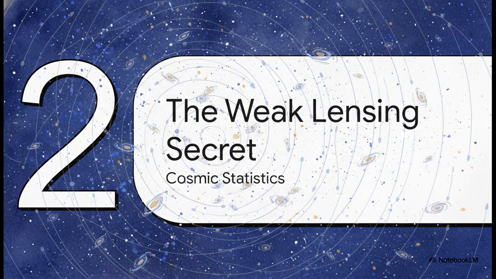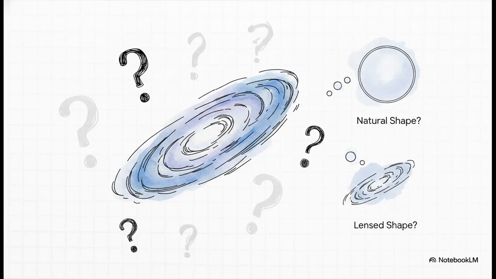And that subtle effect, weak lensing, that's the secret key to mapping the entire invisible universe. It's not about finding one big, obvious clue. It's about building an airtight case from millions and millions of tiny pieces of evidence. Think about it like this. If you looked at just one faraway galaxy, its shape tells you basically nothing. Is it naturally a bit stretched out, or is it being lensed? You just can't know because you have no idea what it was supposed to look like in the first place.